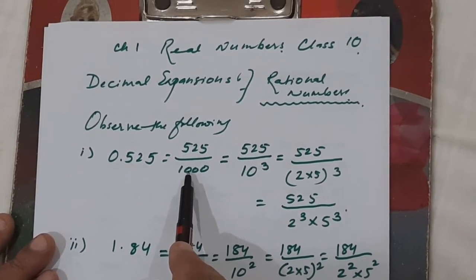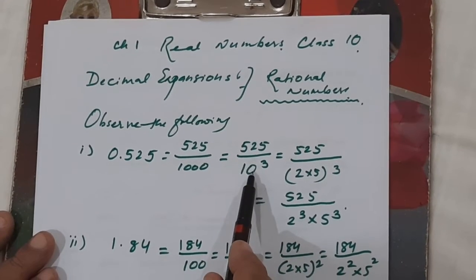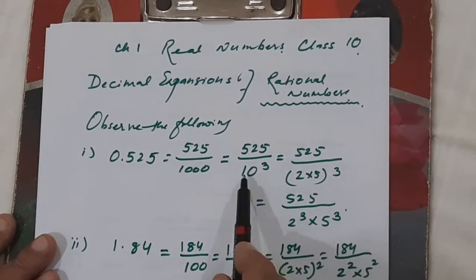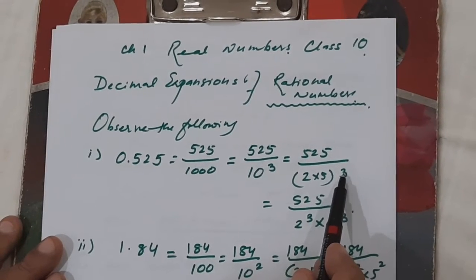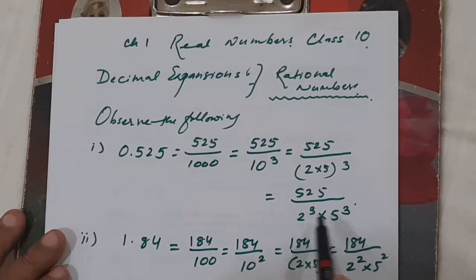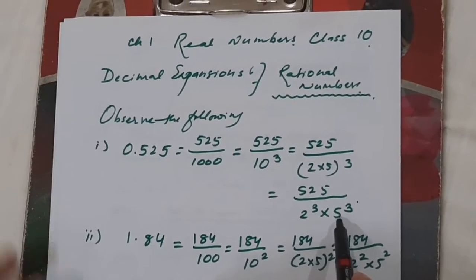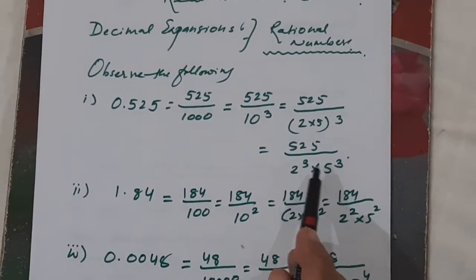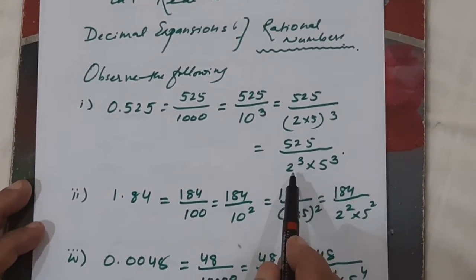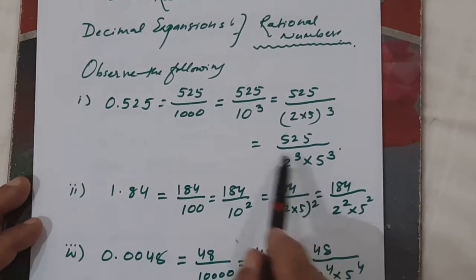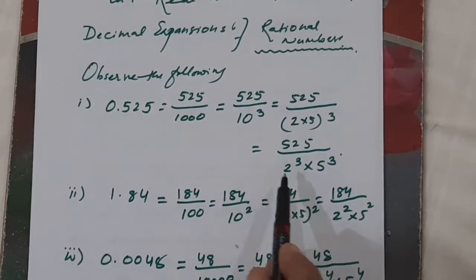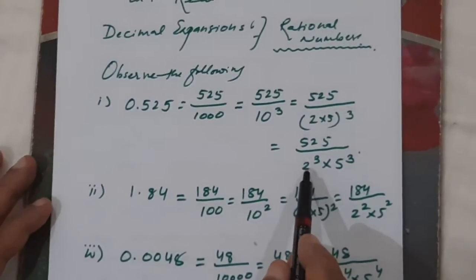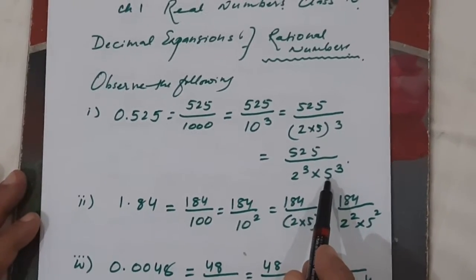This is 1000. So 10 into 10 into 10, 10 raised to 3. 10 can be written as 2 into 5, so this is 2 raised to 3 and 5 raised to 3. Okay, now this is what I want to explain to you. I want to factorize the denominator. Now you see that the denominator 1000 is factorized into 2 raised to 3 and 5 raised to 3.